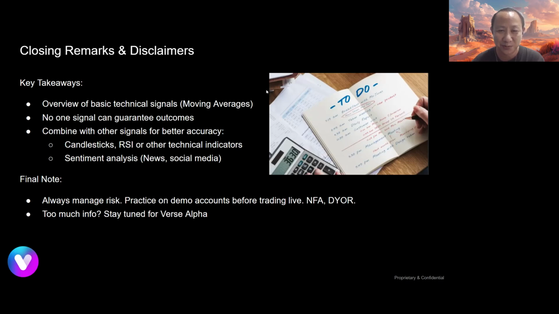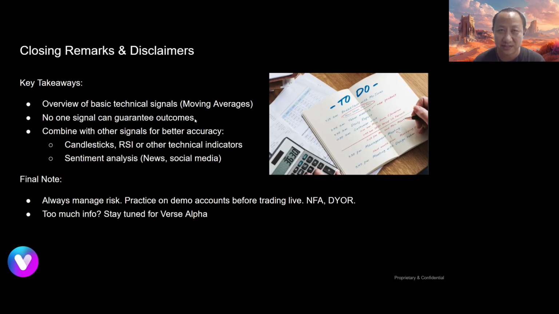All right, some closing remarks before we call it a day. So the key takeaways here: we've gone through some basic technical signals. So we've gone through three moving average patterns, right? So those are perhaps a slightly more interesting form of technical signal, and it's still very basic, but it's very good for new users, new traders, to understand what's going on in the market, and it's very simple to look at, right? So just find two moving averages, see if they cross, and that's perhaps a sign the price is going to do something, right? So again, no one signal can guarantee outcomes.